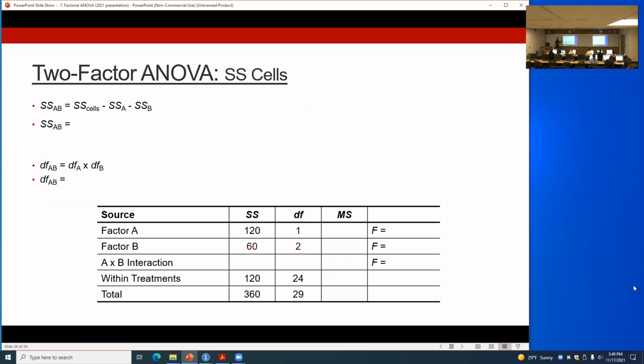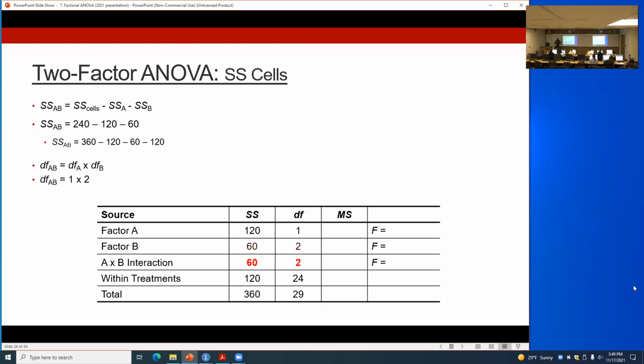So again, sum of squares AB for the two-factor design is just our cells minus A minus B. That's 240 that we calculated for cells, minus 120, minus 60. And then our degrees of freedom for the interaction is the product of 1 times 2. So we've got that there, and we've populated our design, our sum of squares for this.